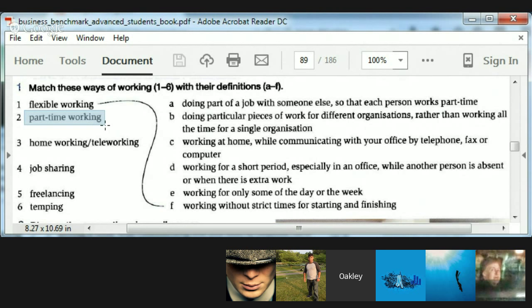Let's move on, Saiban. Part-time work is, of course, doing part of a job with someone else so that each person works part-time. No, it's not. Okay, so let me think about the other options. Okay, I think probably it will be D, working for a short time, especially in an office. No, it's also no. Okay, doing a particular piece of work, so it's B. No. Oh gosh. You have two choices.